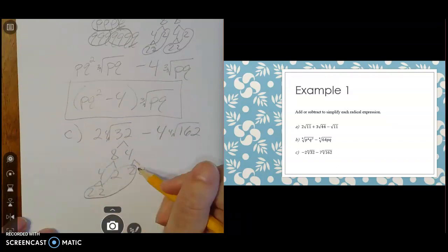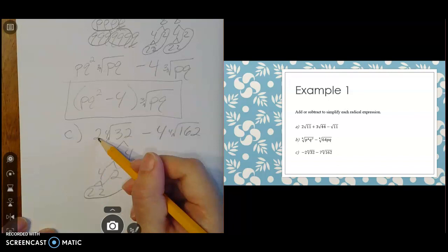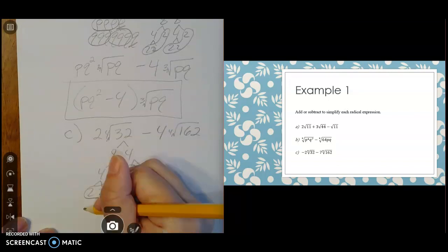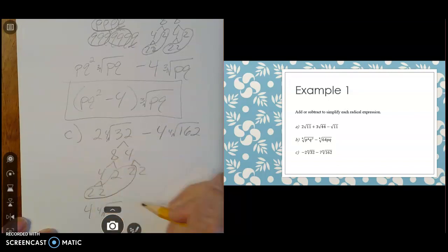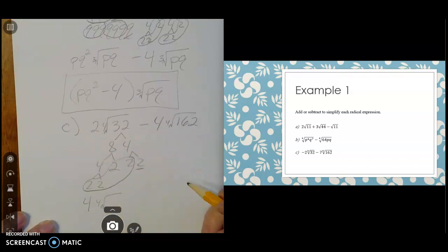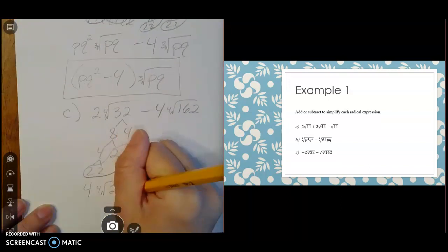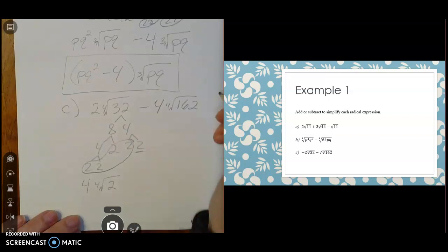When I take that group of 4 2's out, it'll multiply by the 2 on the outside. 2 times 2 would be a 4. 4th root of, and then the little 2 here that wasn't part of our group will go on the inside of my radical.